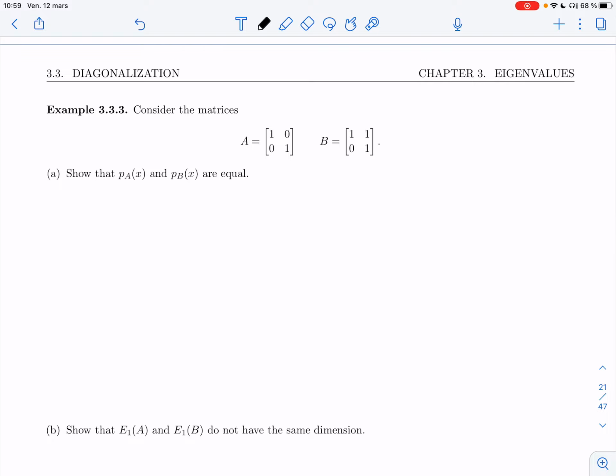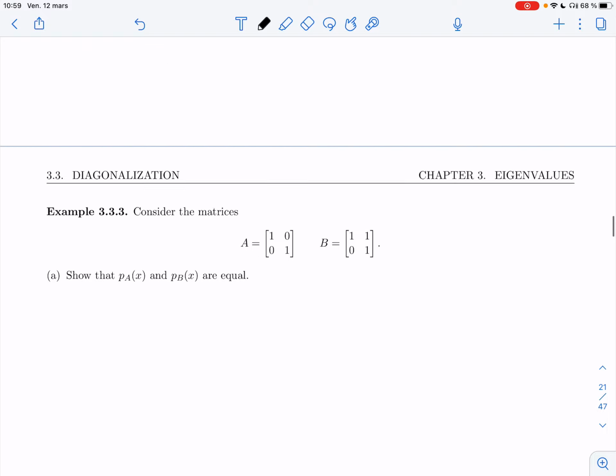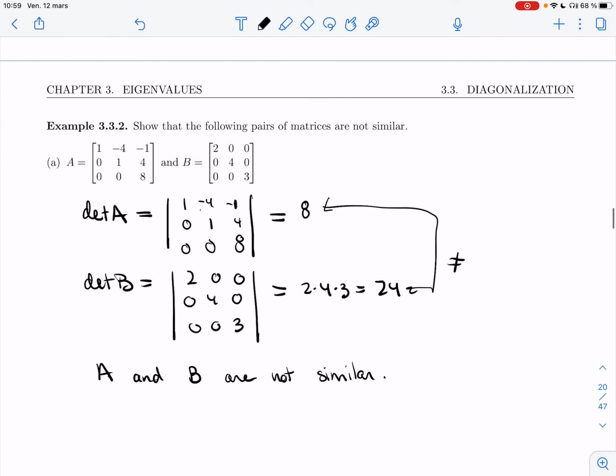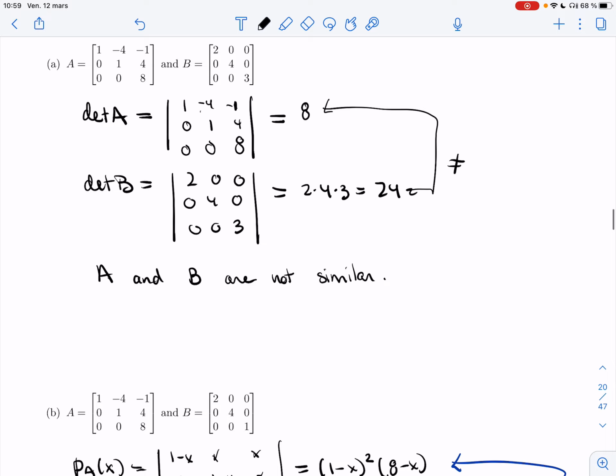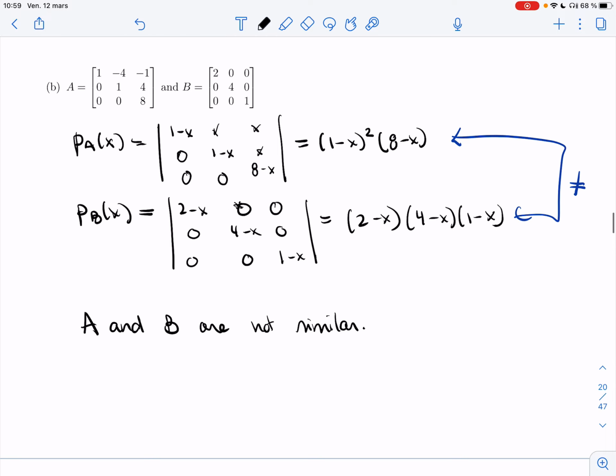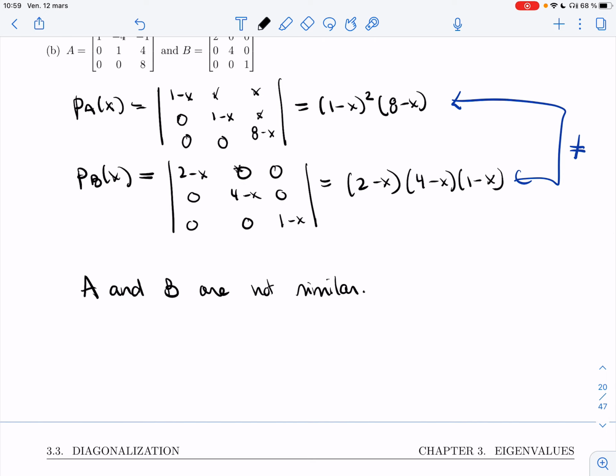All right, in the last video, we used our proposition about what it means for matrices to be similar. We used it to prove that pairs of matrices are not similar. So the first two didn't have the same determinant. The next two didn't have the same characteristic polynomial. I want to do one more example.